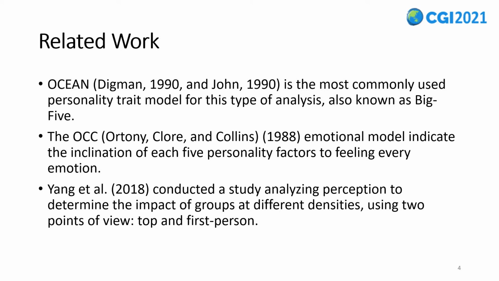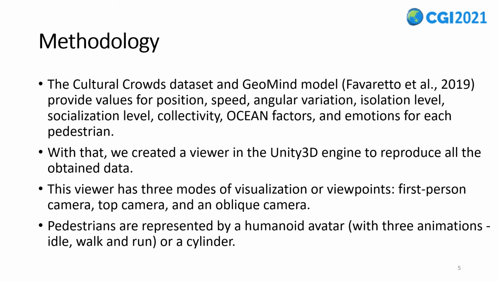Young et al. conducted a study analyzing perception to determine the impact of groups at different densities using two points of view, top and first person. The Cultural Crowds dataset and GeoMind model by Favaretto et al. provide values for position, speed, angular variation, isolation level, socialization level, collectivity, OCEAN factors, and emotions for each pedestrian.